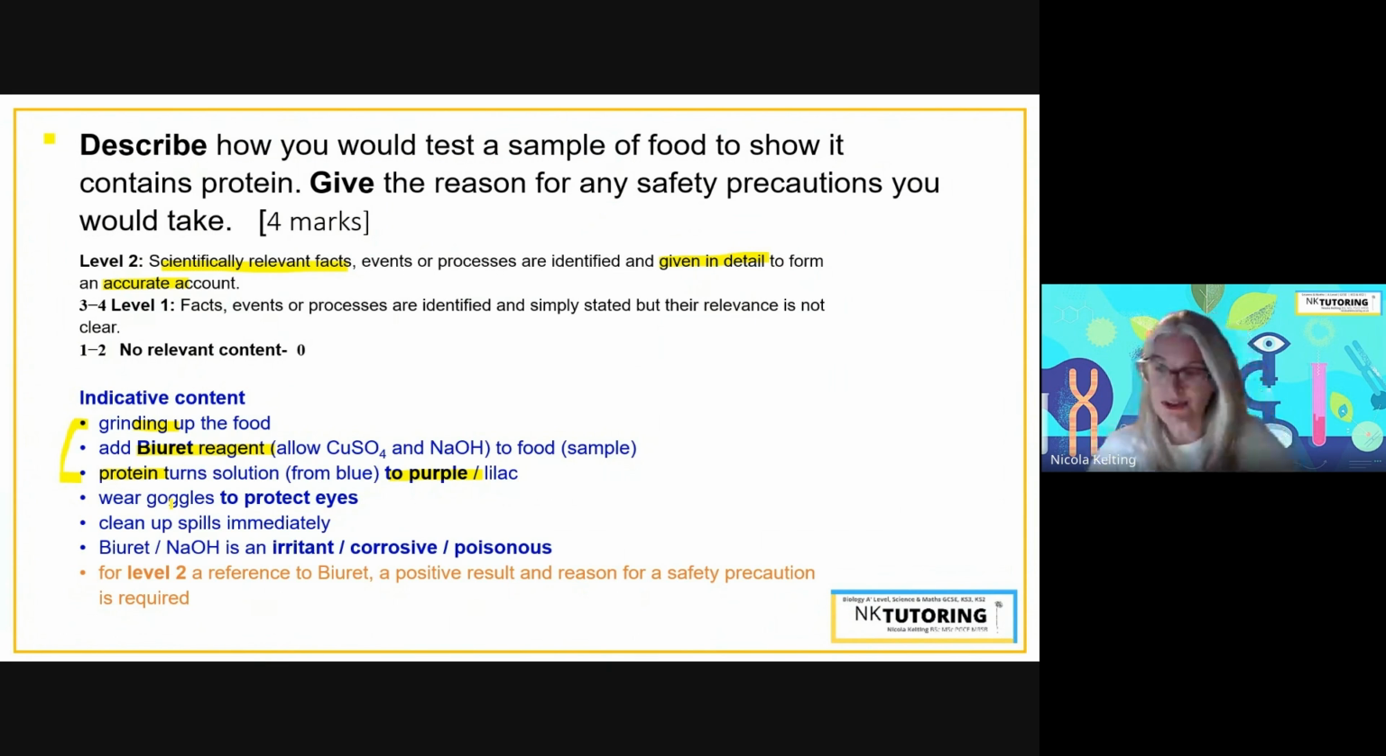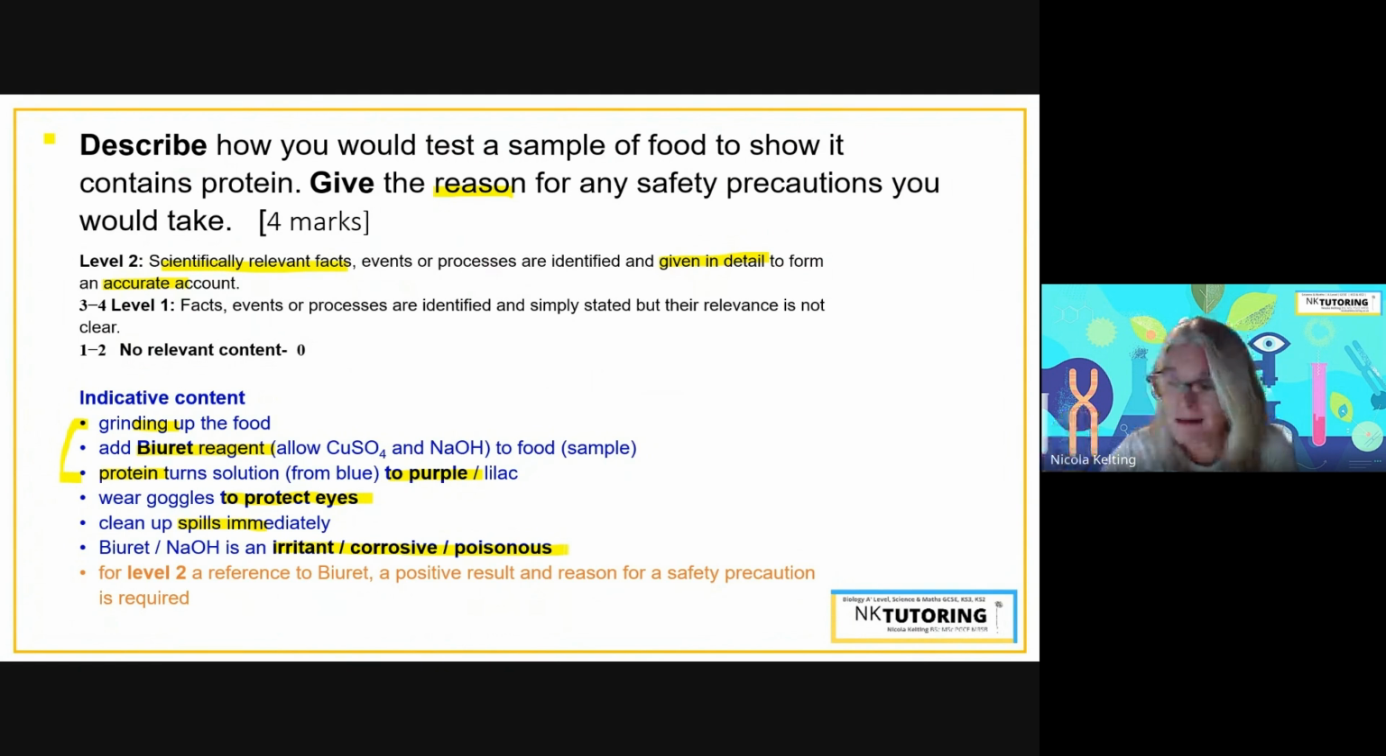Many students in this question, and I've marked many exam papers, would just write wear goggles. Okay, that's not good enough, because wearing goggles alone, if you write that, does not give a reason. So the reason behind it is in order to protect your eyes. So you need that level of detail to get the mark. And then we have another one. If there are any spills, you need to clean them up immediately. The reason being is because the chemicals in the process, the biuret, could be an irritant, could be corrosive, could be poisonous. And that will allow you to get 4 marks. So you can see the level of detail there.